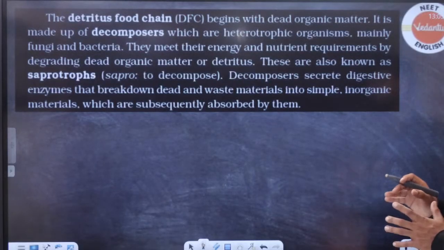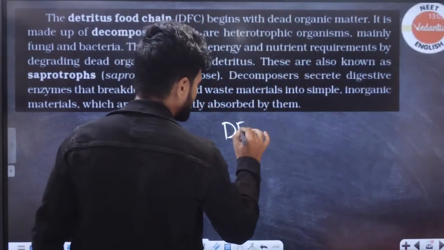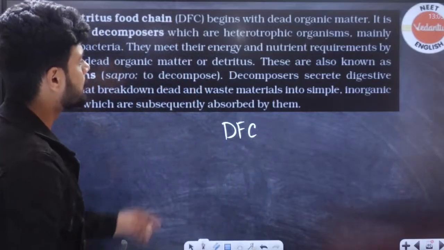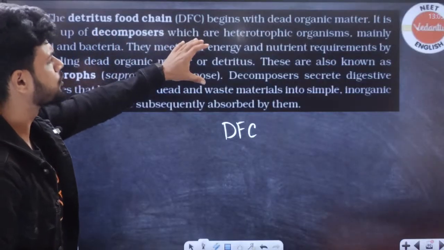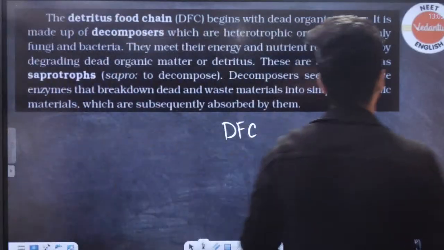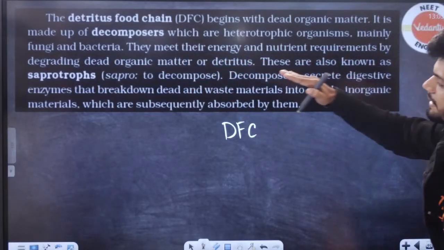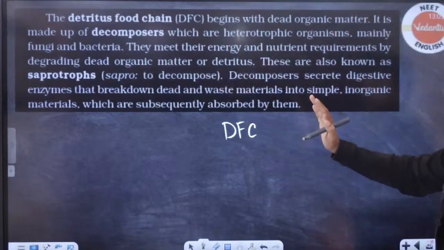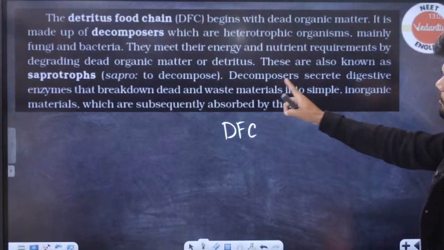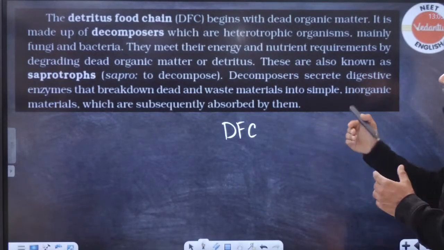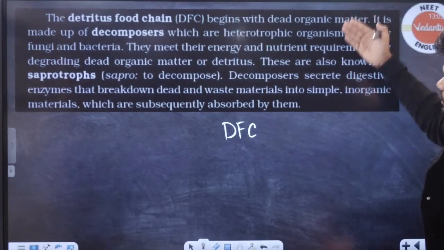Now, what is DFC? DFC is called the detritus food chain. It begins with dead organic matter and is made up of decomposers, which are heterotrophic organisms with a saprophytic mode of nutrition, mainly fungi and bacteria. They meet their energy and nutrient requirements by degrading dead organic matter and detritus. These are also known as saprotrophs. Decomposers secrete digestive enzymes and break down dead and waste matter into simple inorganic matter. We learned all this in decomposition.